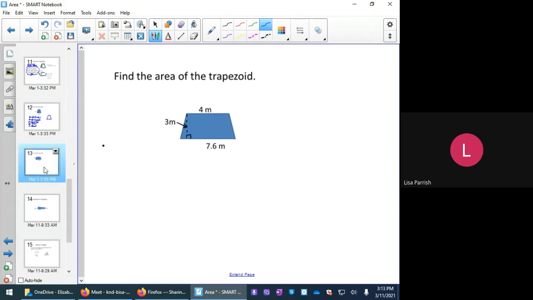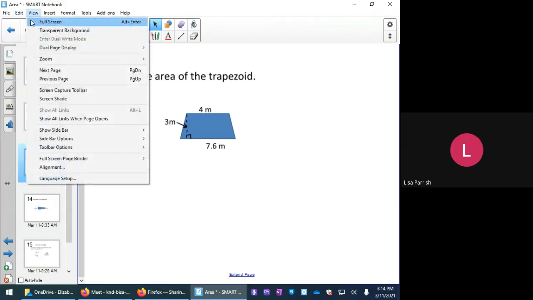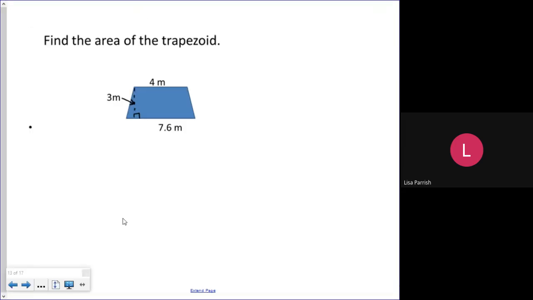Okay, the next shape here is another trapezoid. So if you want to draw this one, take a minute and draw it. I'm going to expand my screen just to make sure it's really visible for you guys while you're drawing that.